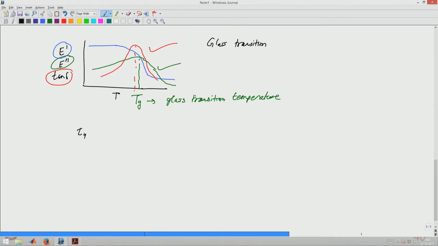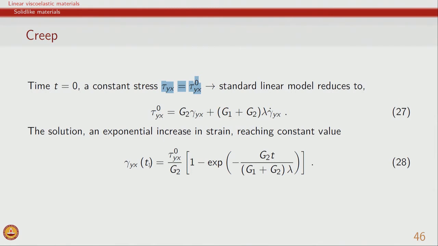Since we have the Maxwell model, and since stress is constant, this term would go to 0, and therefore the Maxwell model is similar to a Newtonian fluid model in the case of creep. And so we have said that the Maxwell model can be used mostly for fluid-like materials, and it is inappropriate for solid-like materials.